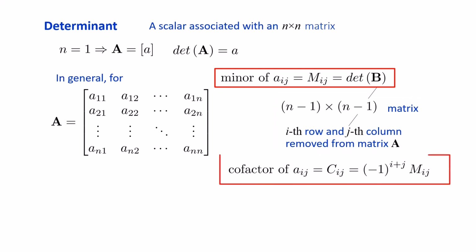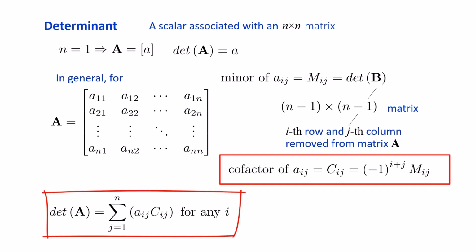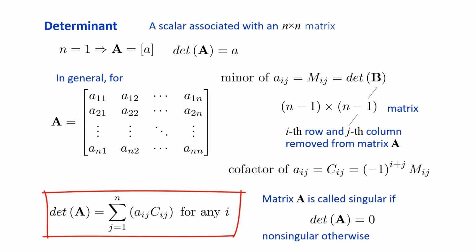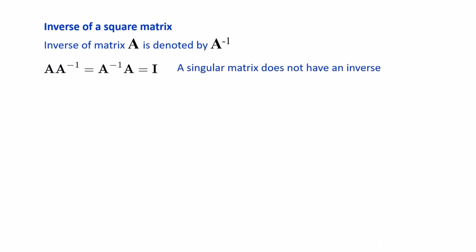Once we find a minor Mij, we form the corresponding cofactor Cij. Cij is Mij multiplied by (-1) to the power i plus j. Once we have all the cofactors ready for all elements in a particular row of a matrix, we can find the determinant as the sum of Aij times Cij for any given row. A matrix with zero determinant has special importance in linear algebra. Such a matrix is called singular.